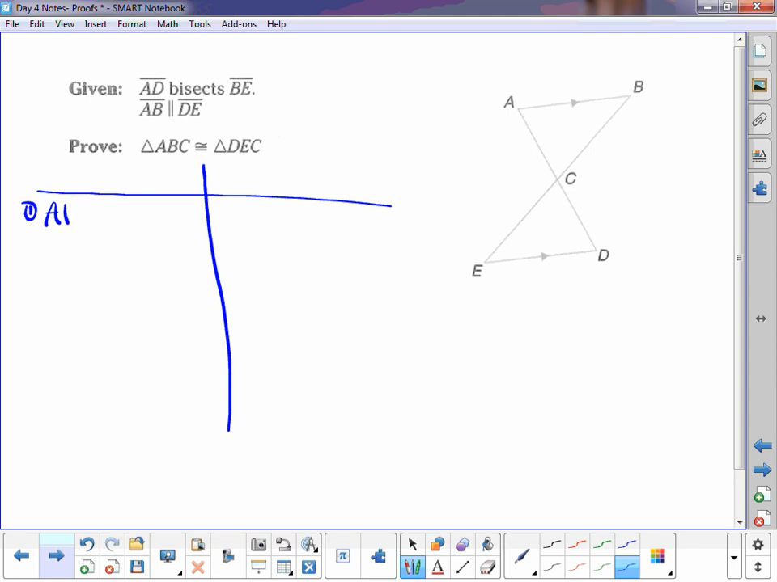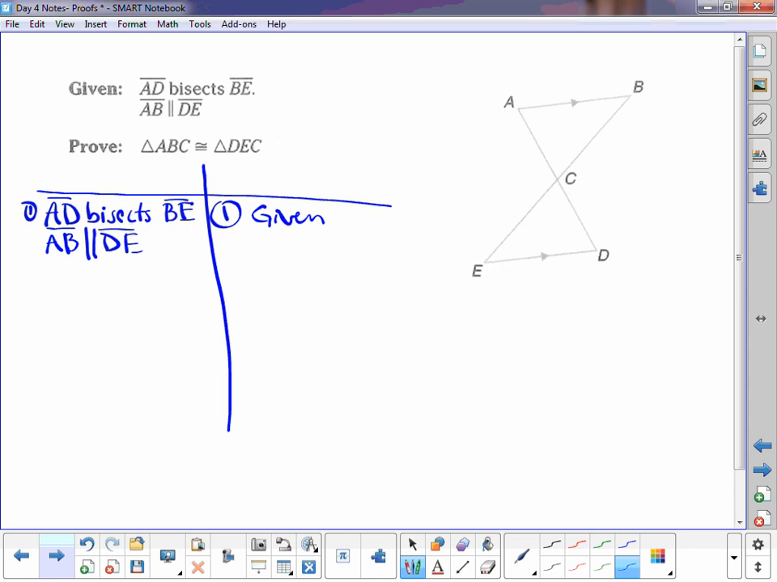Right, so we have segment AD bisects segment BE. AB is parallel to segment DE. Alright, what does that mean if segment AD bisects segment BE? Vincent: It cuts it into two congruent parts. Good, it cuts it into two congruent parts.